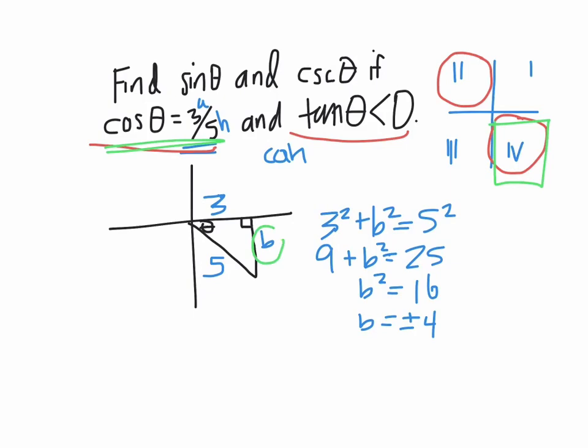So notice this b is going down. It's in the 4th quadrant, so I know that it's going to be negative, so it's going to be negative 4. Now that I know that's negative 4, it's going to be really easy for me to answer the question.